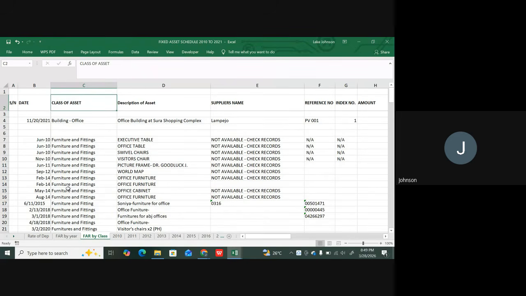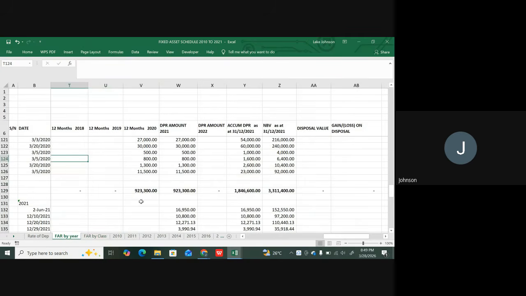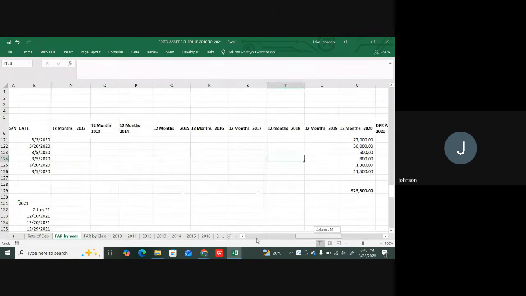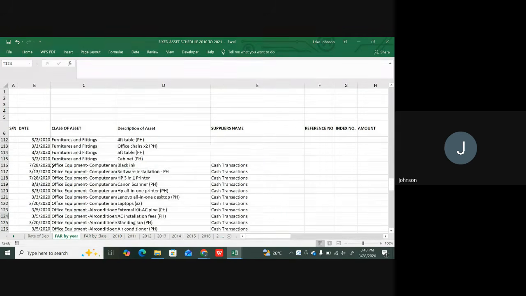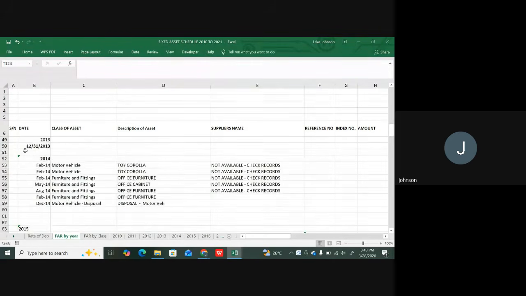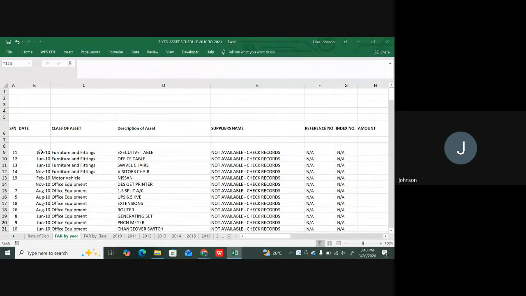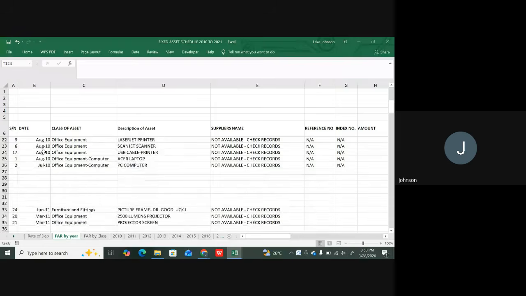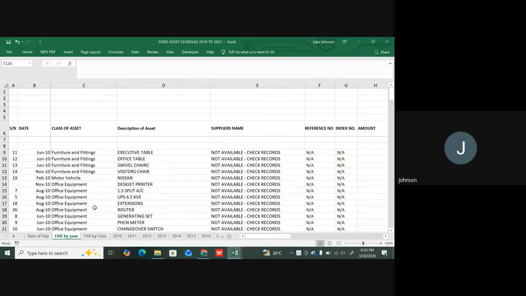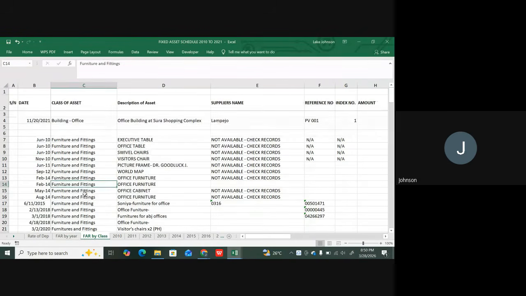Now, the difference between this one and this one is that here, we are treating it based on the years. Any asset that we buy in 2010, we list all the assets that were purchased in 2010. So we are looking at it by year. But in this one, by class, we are checking where all our furniture and fittings are. We are listing all our furniture and fittings irrespective of the year they were purchased. Are we together? Do we understand the difference?